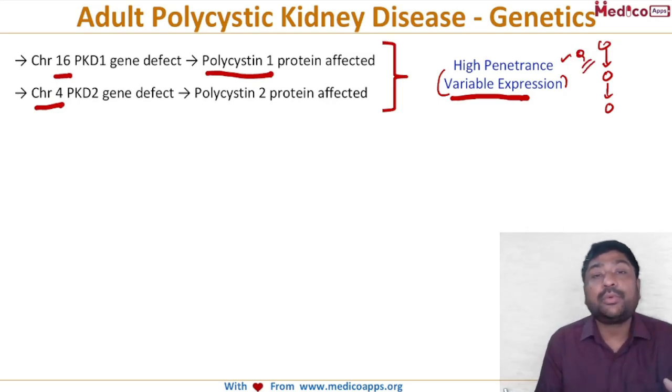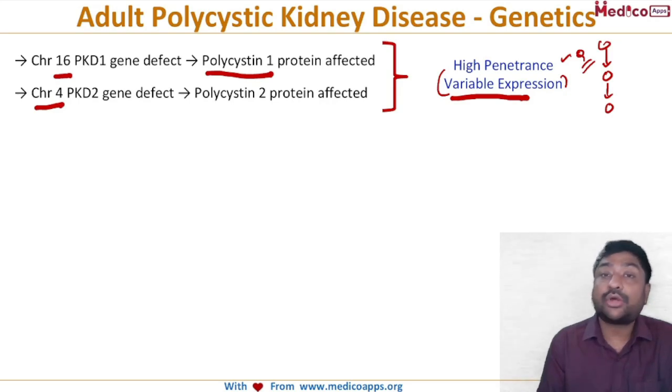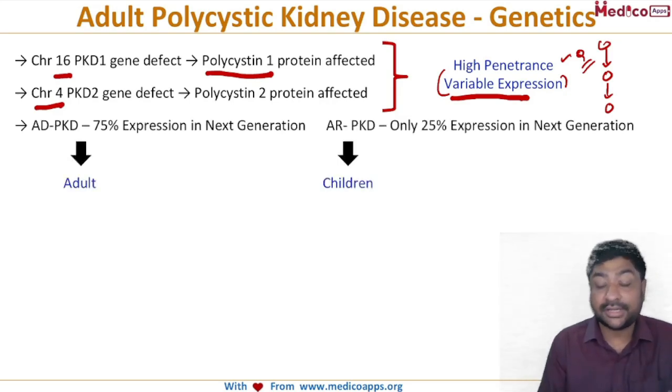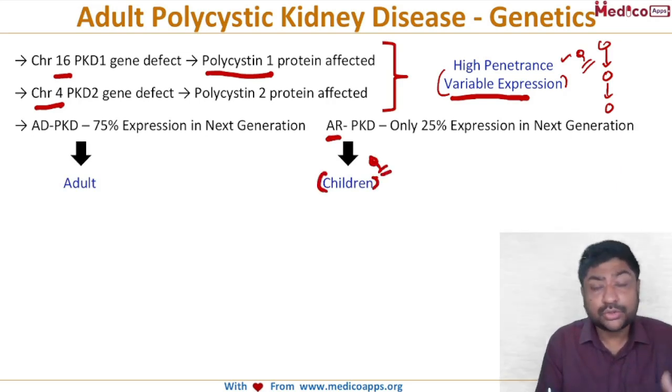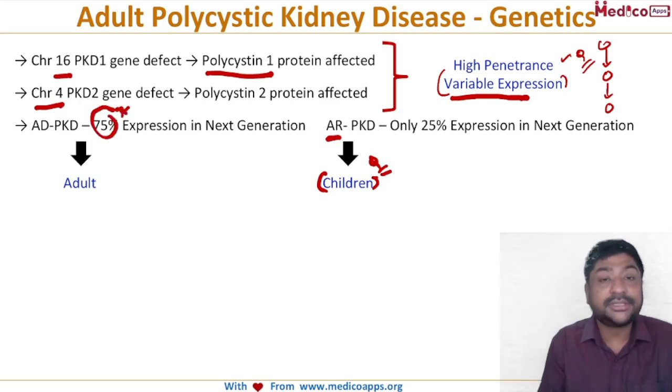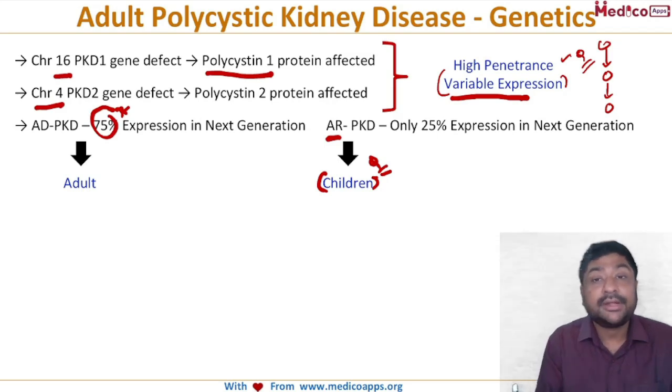What we primarily are going to learn is adult polycystic kidney disease, which is also called autosomal dominant polycystic kidney disease, but there is also autosomal recessive polycystic kidney disease. Autosomal recessive polycystic kidney disease is primarily seen in children, so the age of presentation is much earlier. Autosomal dominant, because it's a dominant genetic transmission, has almost 75% expression in the next generation, whereas in autosomal recessive only 25% will express in the next generation.